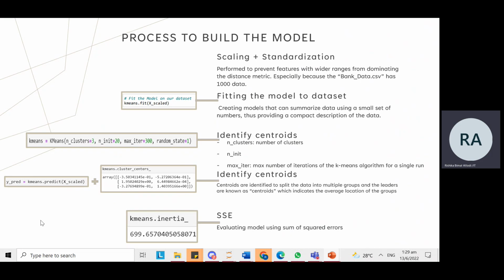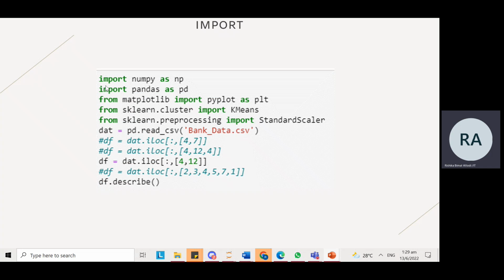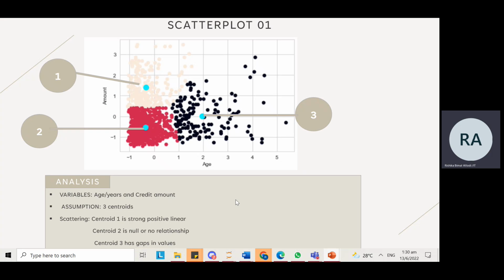SSE is basically kmeans.inertia_. Instead of writing the whole mathematical formula, we just made it into a small code. This is used for evaluating the model. I imported these libraries and then I used df equals data.iloc to identify the columns which I'm using as my variables. Scatter plot 01.